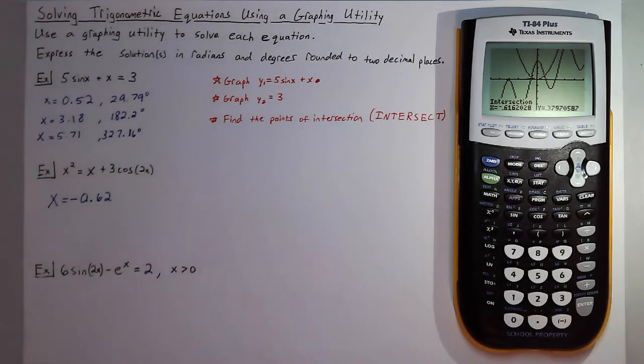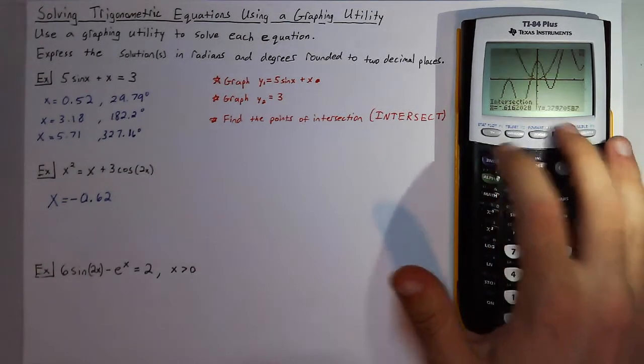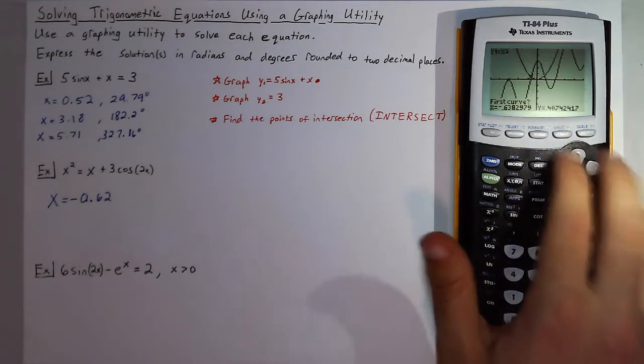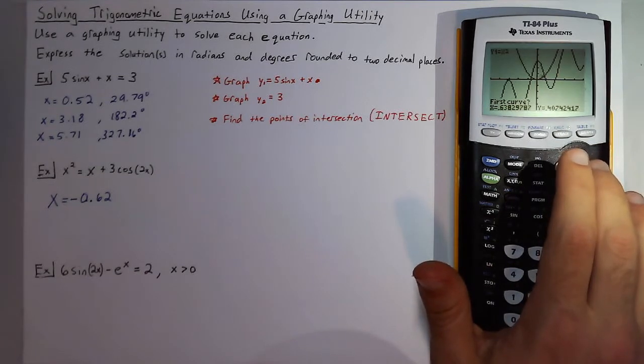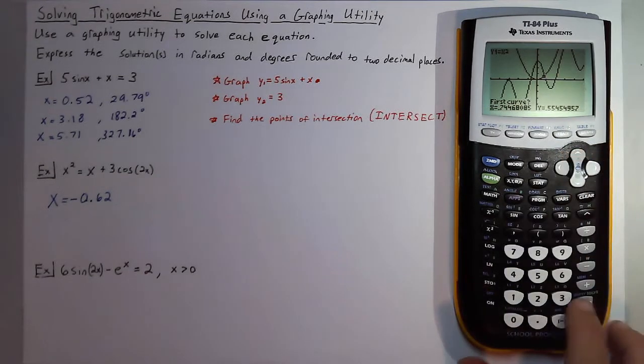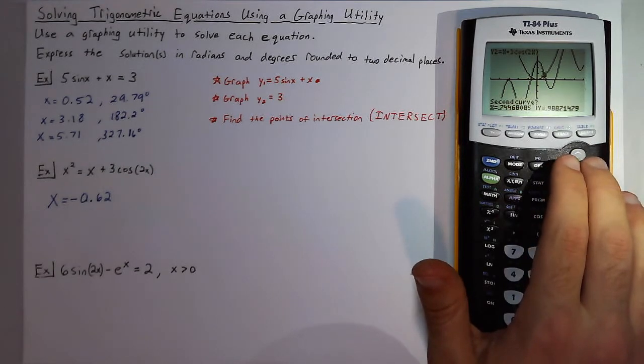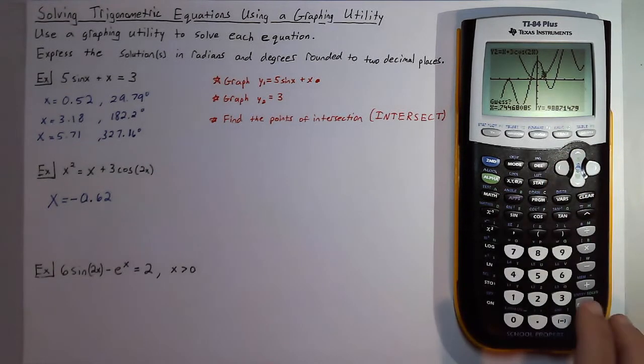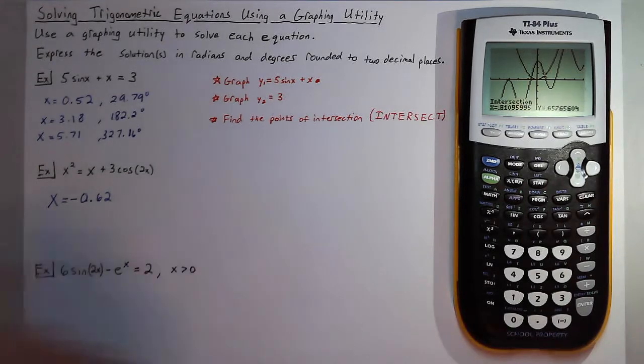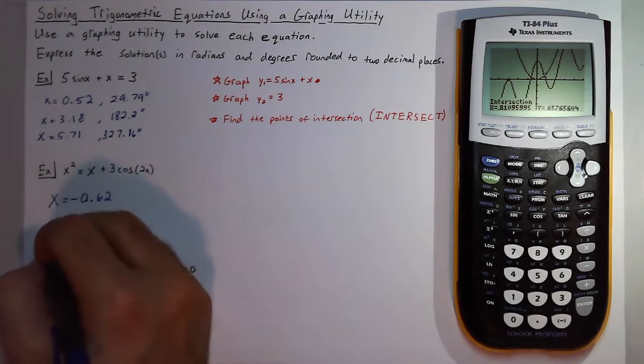Now I can get my other one. Second trace, go to my intersect function feature, move over to the other intersection point, and I usually just hit it again because even though now I'm on the other curve, it usually picks the point nearby when you're doing the second one. Guess, and we get 0.81 in radians.